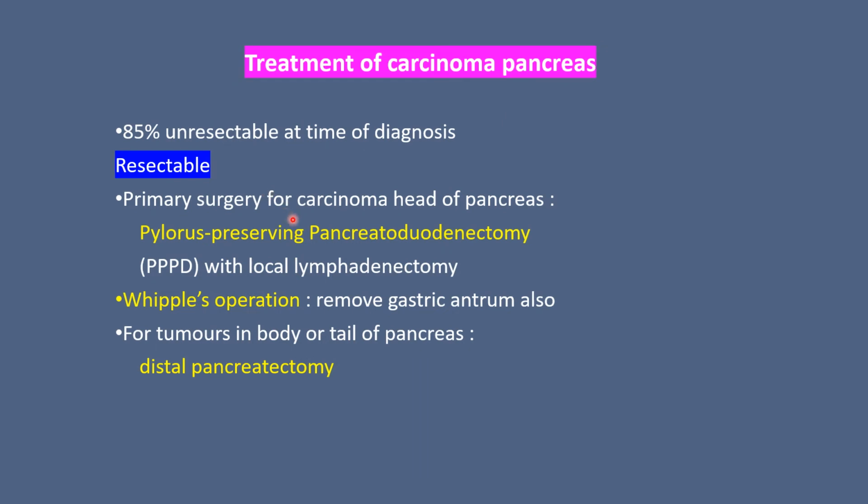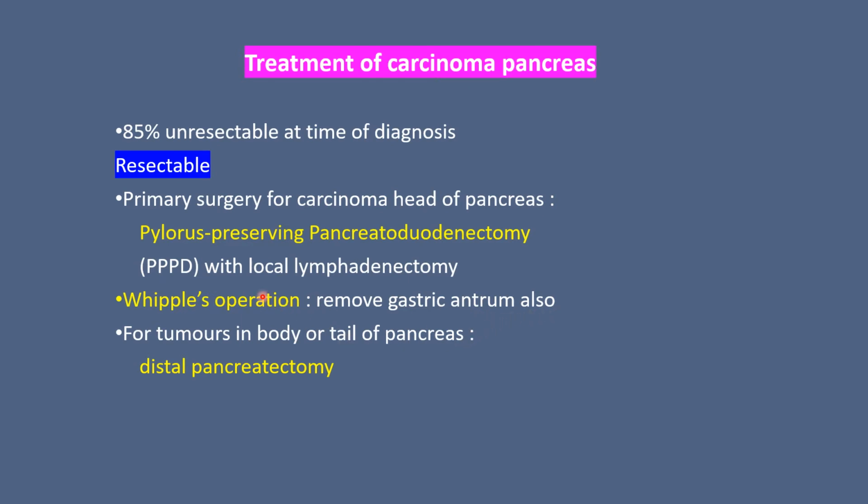Okay, treatment of carcinoma of the pancreas. Unfortunately, in 85% of patients, the tumors are unresectable at the time of diagnosis. When it is diagnosed as an early pancreatic cancer, there are two types of operations. One original operation is known as the Whipple's operation, which we will describe in a short while, which removes the gastric antrum.